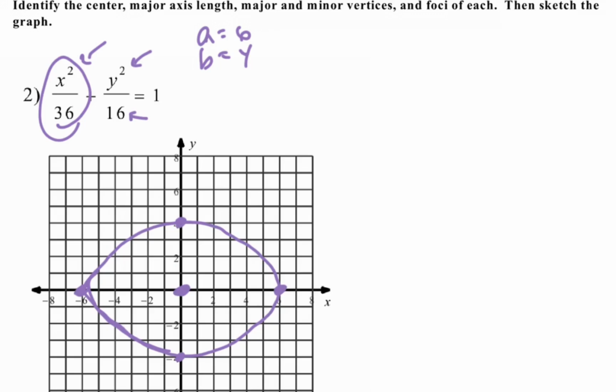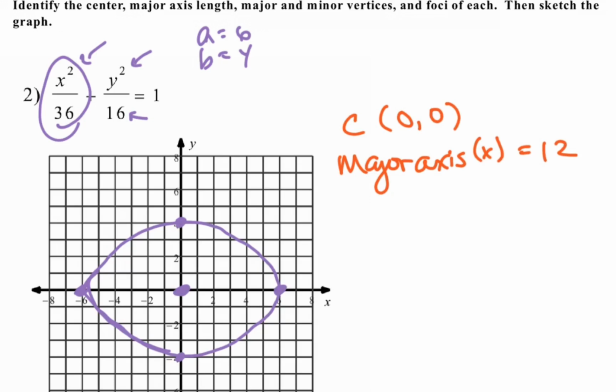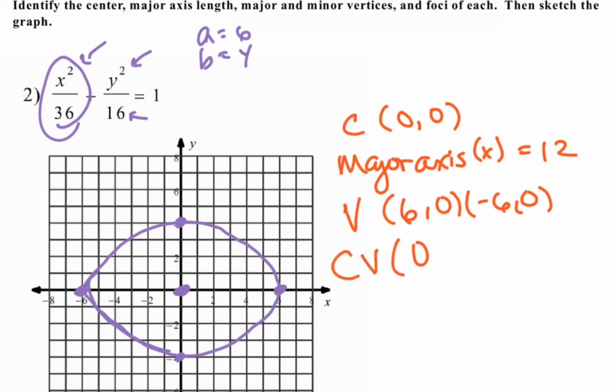All right, so let's write some things. My center is 0, 0. My major axis length is the x one this time, and it's 6 and 6, so it's 12. My major vertices, or just my vertices, are going to be 6, 0 and negative 6, 0. It does not matter the order that you list those, so you could say negative 6, 0 first. Co-vertices would be 0, 4 and 0, negative 4.